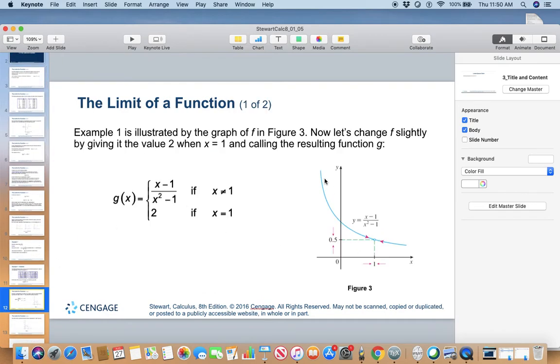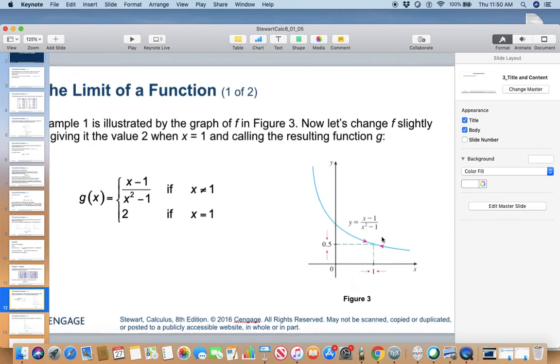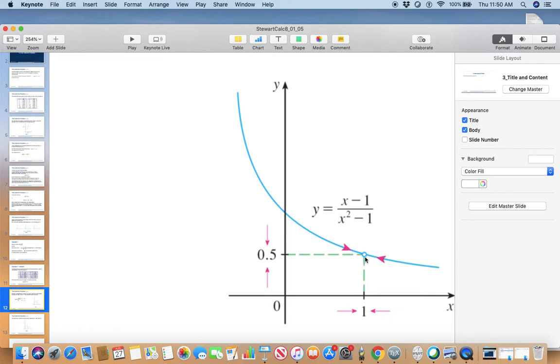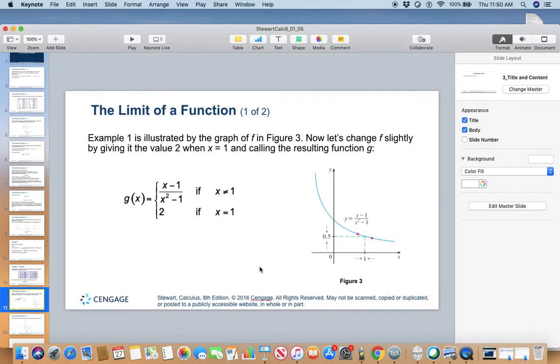Look at the picture. That is the graph of y equals (x minus 1) over (x squared minus 1). If you go close, you will notice the value does not exist at 1. But as you come towards 1, from the left it seems you are increasing towards the height of 0.5. From the right it seems you are decreasing to the height of 0.5. All right, that was using our tables.